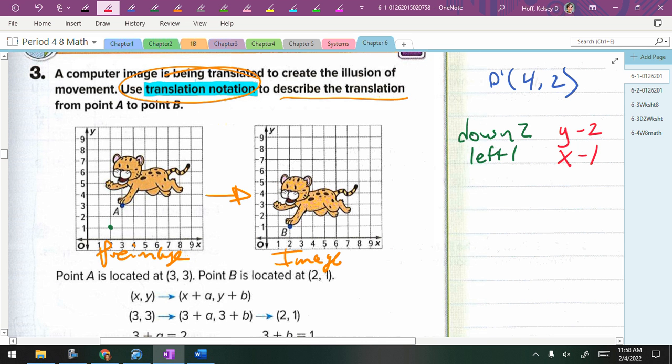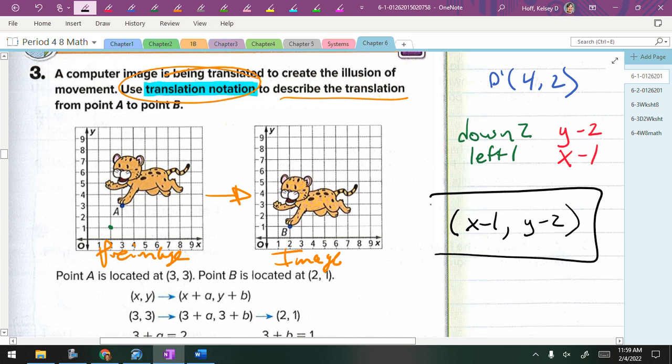So translation notation is purely directions. It's going to look like an ordered pair. We put our parentheses. X always comes first. What do I do to my X? So I write X minus 1. And what am I doing to my Y's? Y minus 2. This is your answer. This is translation notation. Translation notation is showing somebody else how to move this, giving someone else the directions.